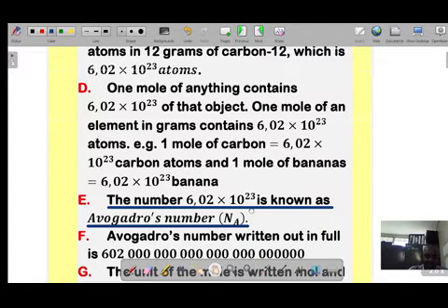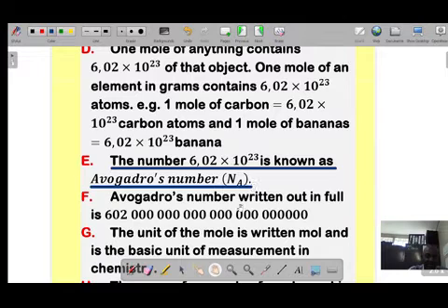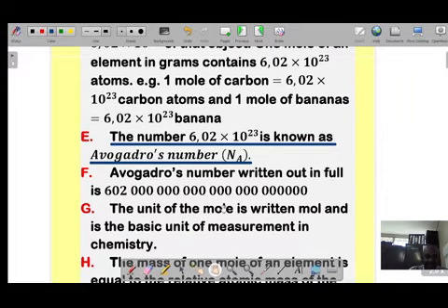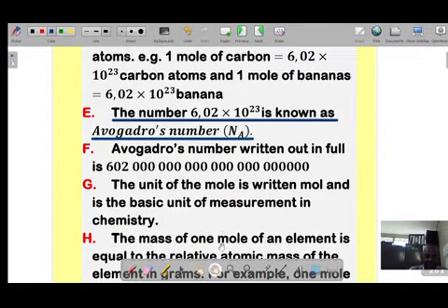Now this number is a very big number. If you write it in full, it is actually 602 followed by lots of zeros. So it's a very big number. The unit of the mole is written as mol and is the basic unit of measurement in chemistry. So we're going to be measuring using moles in our calculations.